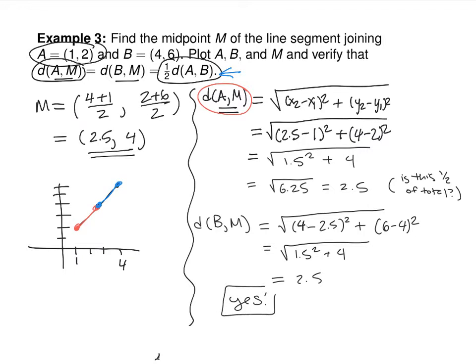So that verifying stuff is just asking you to check and make sure that you understand that when you find a midpoint, the distance from your first point to the midpoint equals the distance from the midpoint to the second point, and that both of those are half the total. That's all it's asking for.